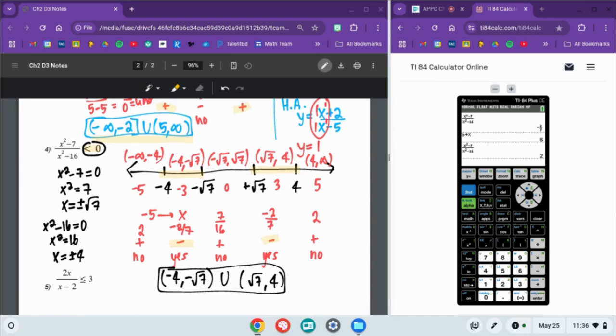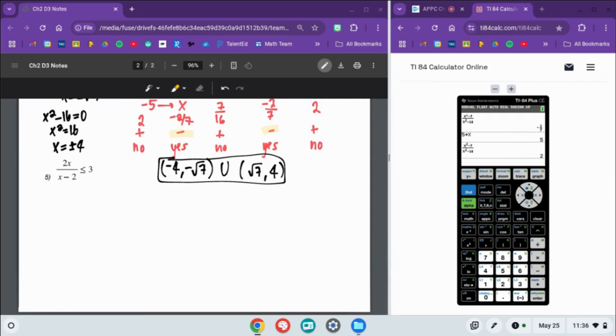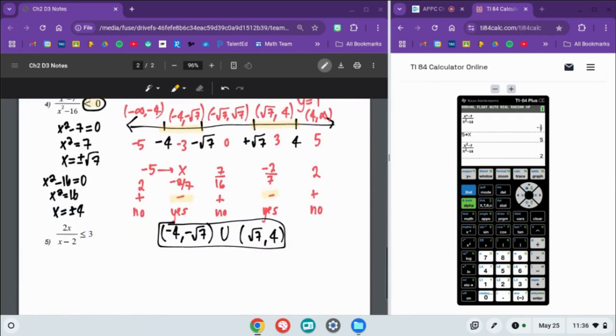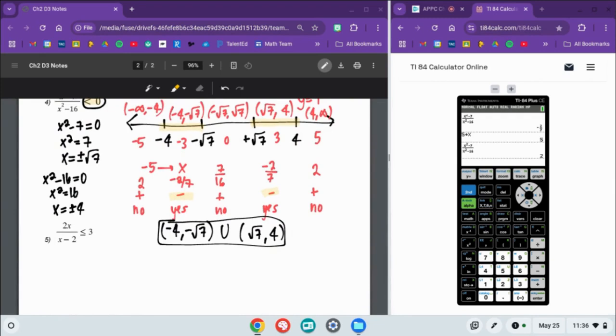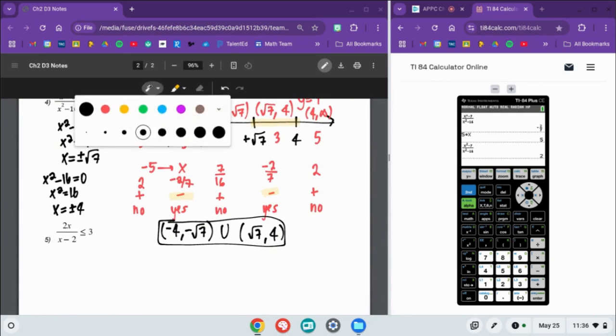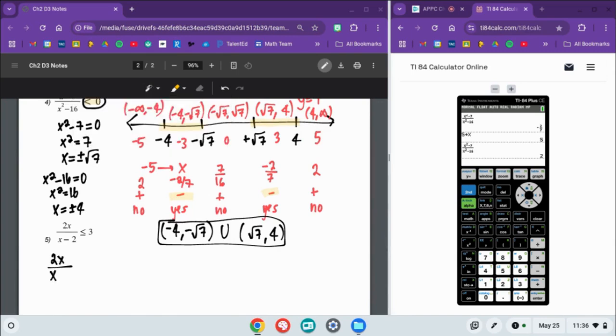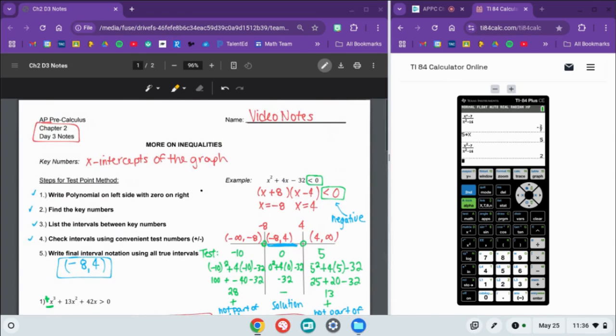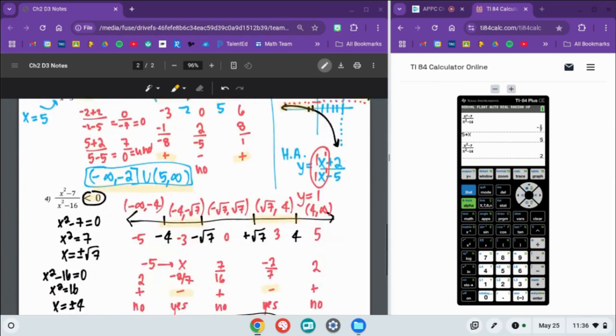All right, last question. And this one's a little bit different. Notice all the other ones had greater than or equal to 0, less than 0. This one says less than or equal to 3. So one of the rules is that you have to have everything on one side. So I'm going to subtract my 3 so that it's less than or equal to 0. And that was one of the rules way over here at the very beginning: write the polynomial on the left side with the 0 on the right.